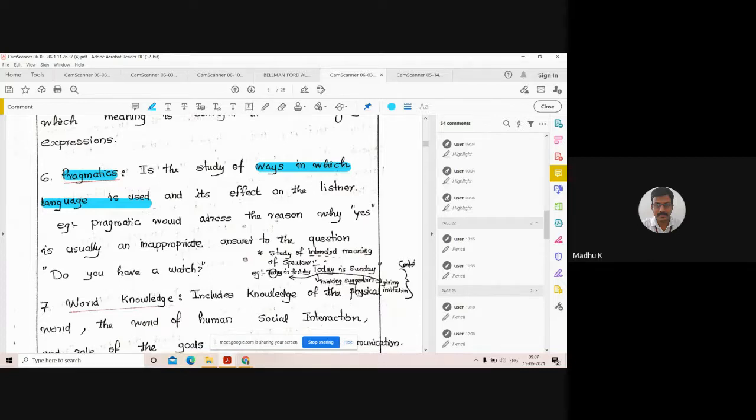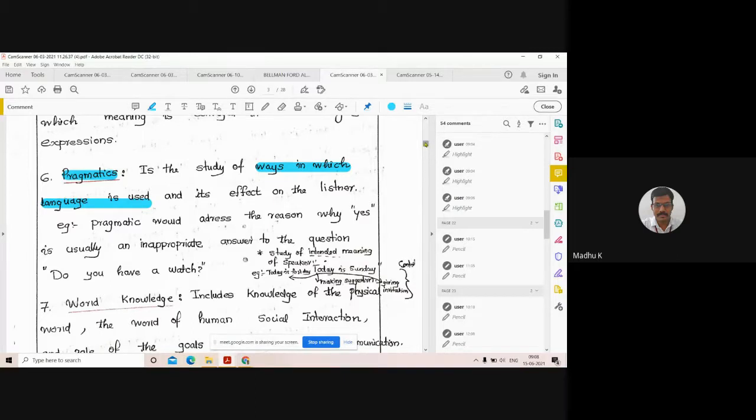For example, today's first day, today's Sunday, etc. The intent of the speaker is making a suggestion. So it is the study, it's also the study of the intended meaning of the speaker. Intended meaning of speaker. So that is about pragmatics.